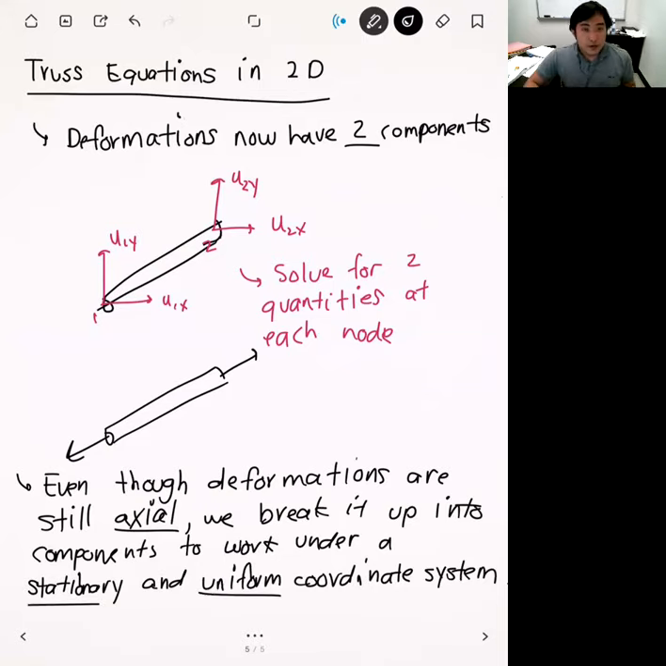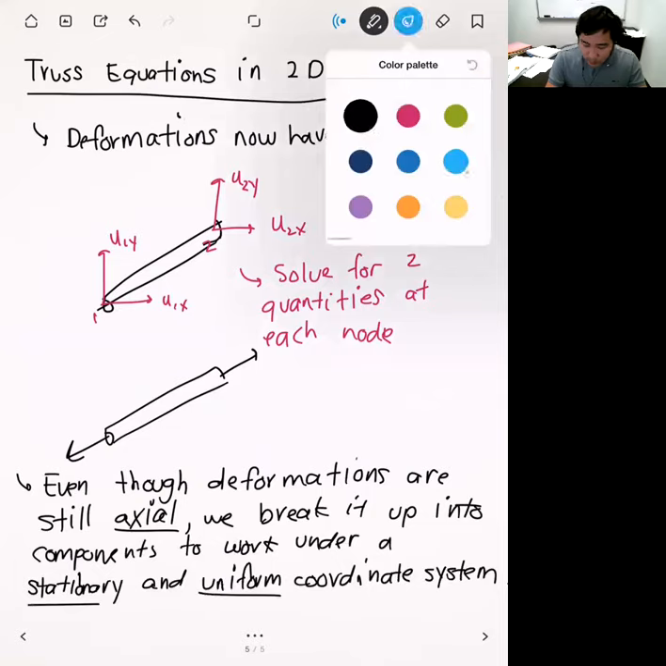Right? Because when we're doing problems like these, we're going to have elements that are oriented in all different directions, right? And so in order to compute their values or to assemble them together into the same system, we have to do that all under a consistent coordinate system of measurement. Okay, and so that's the purpose of the stationary coordinate system.